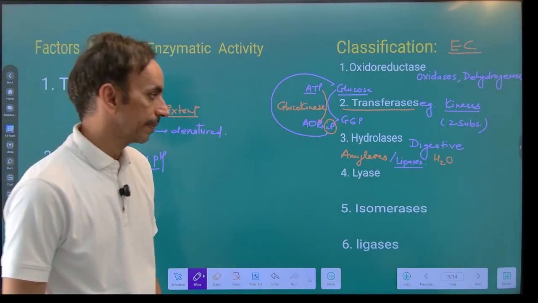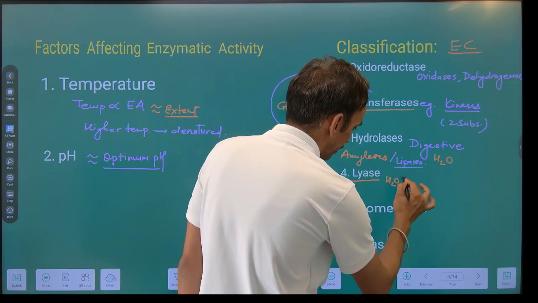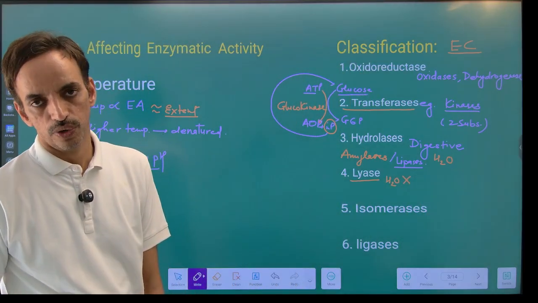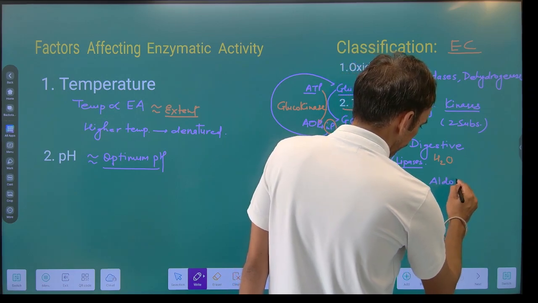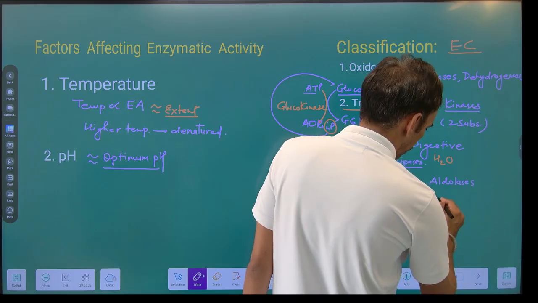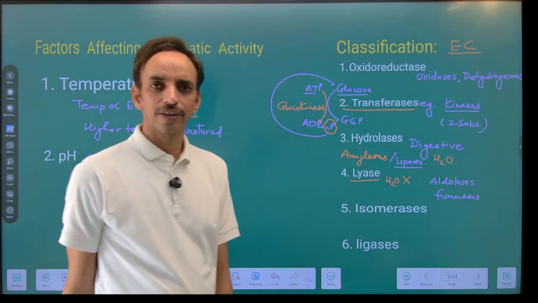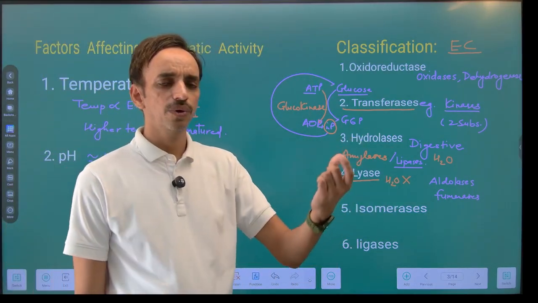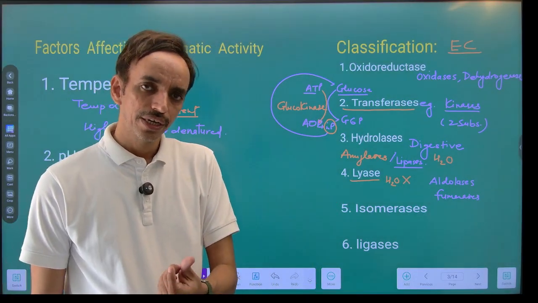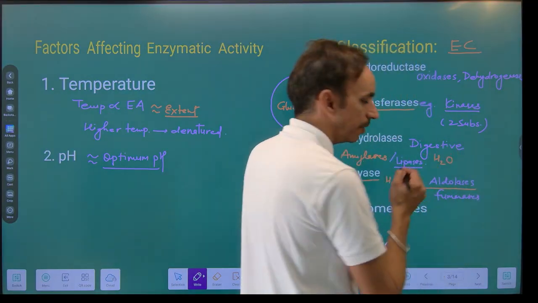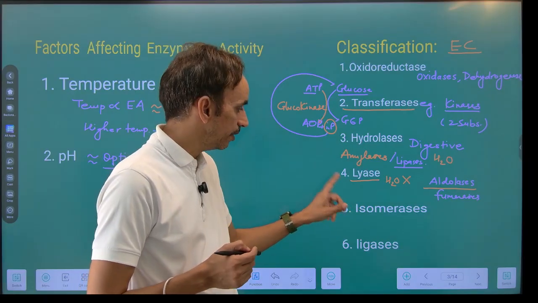Next category is the lyases. These lyases carry out the breakdown of molecules in the absence of a water molecule, and include the aldolases and fumarases. Aldolase in glycolysis carries out the breakdown of fructose 1,6-bisphosphate into glyceraldehyde 3-phosphate and dihydroxyacetone phosphate. So it carries out the breakdown in the absence of water. That's why they belong to the category of lyase, EC number 4.